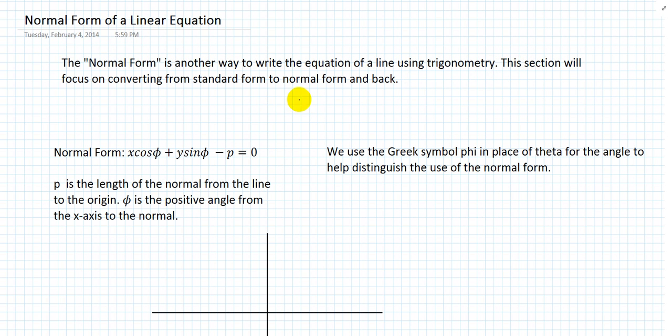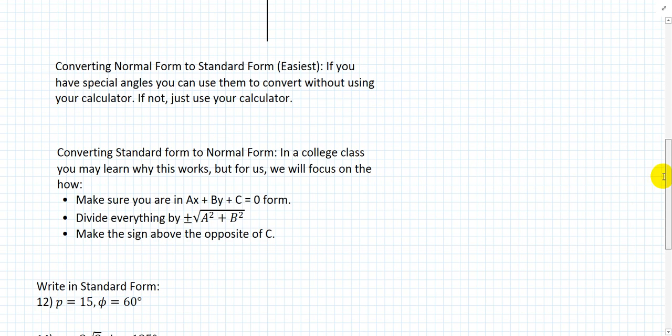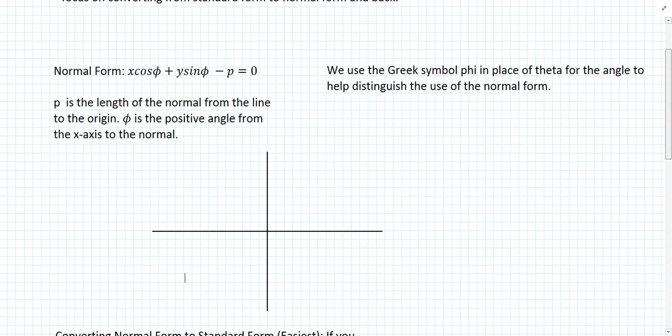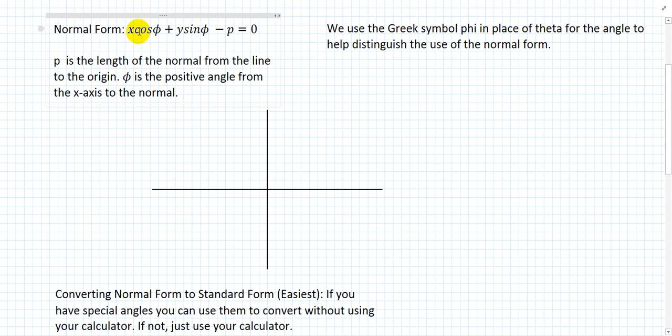We'll focus on converting back and forth from normal form, but I do need to give you a quick heads up of what it is we're talking about. All right, so the normal form looks like this: x cosine phi plus y sine phi minus p. We use phi, which helps us distinguish between normal form and something else.